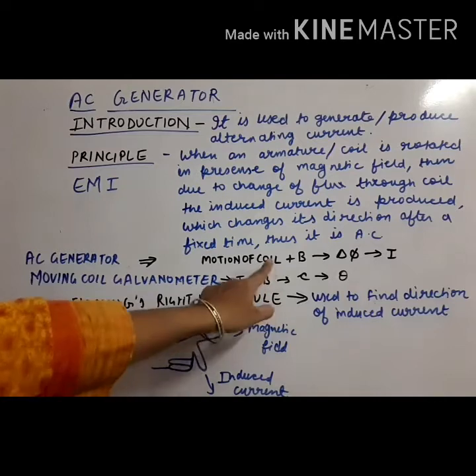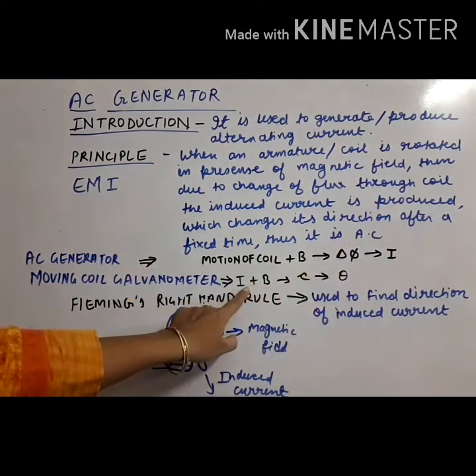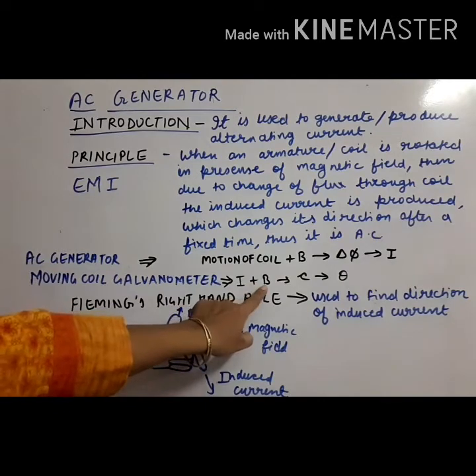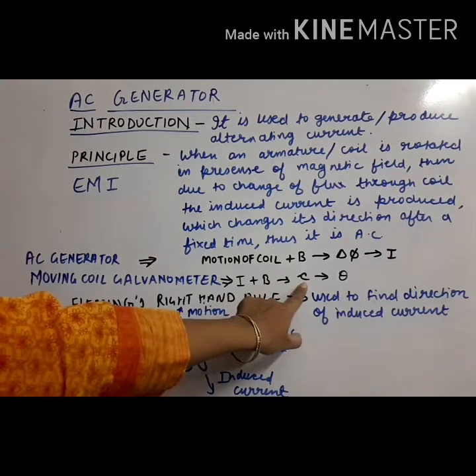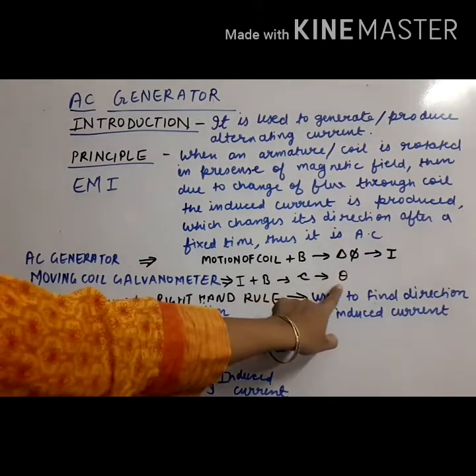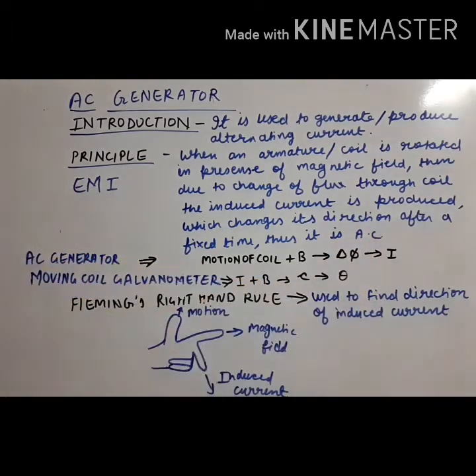Here when the coil is rotated, change of flux takes place. There, when a current carrying coil is placed in B, just placed, not rotated, then it experiences torque. Due to that torque it deflects. And here due to change of flux, induced current is produced. So these are two different phenomena. You don't have to be confused among the two.